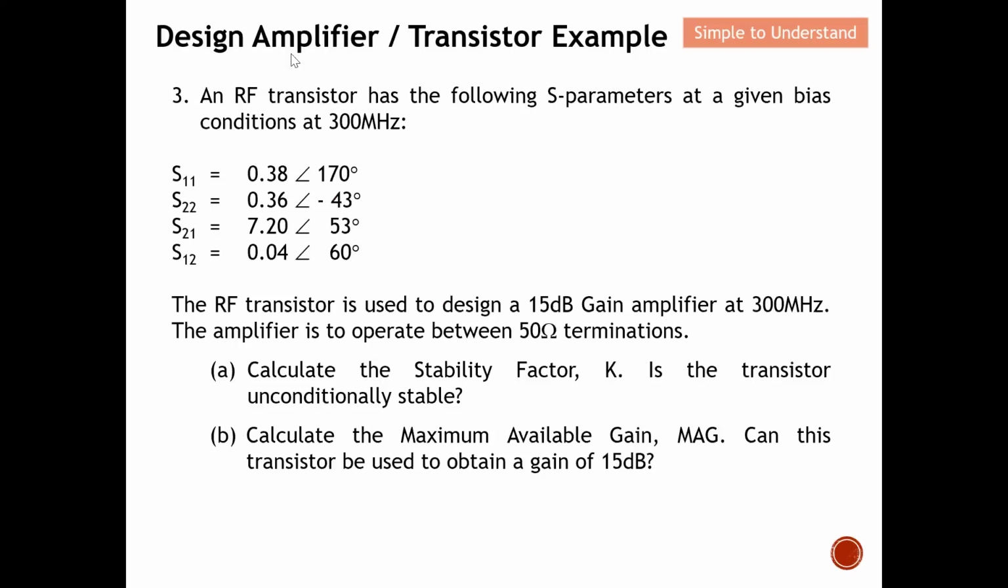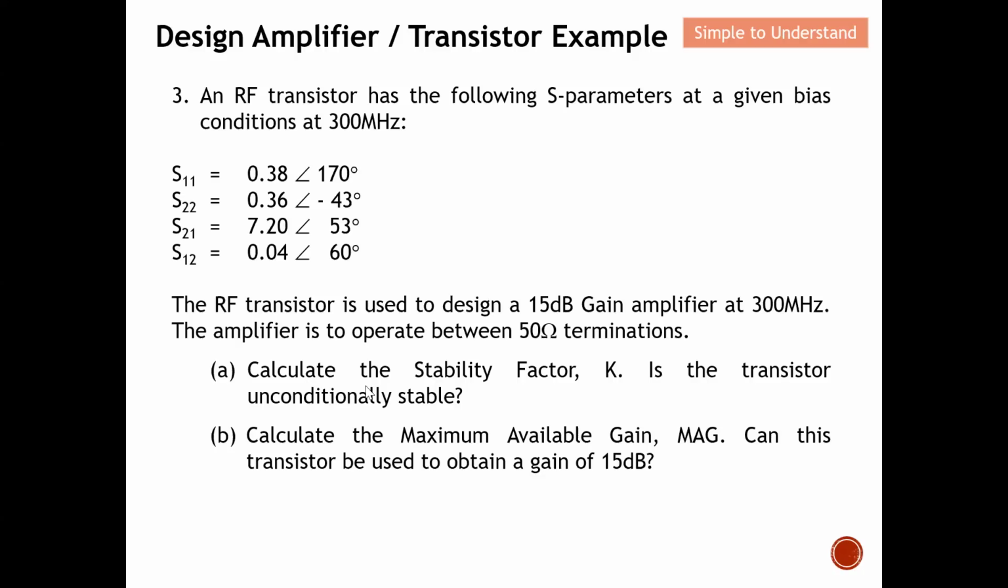Let's come to the third question here. An RF transistor has the following S parameters at a given bias condition at 300 megahertz. So you can see from here that they give us the bias condition and also the frequency at 300 megahertz, and these are the set of S parameters. The RF transistor is used to design a 15 dB gain amplifier. So the requirement is to ensure at least 15 dB gain at 300 megahertz. The amplifier is to operate between 50 ohm terminations.